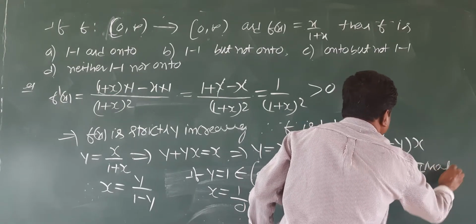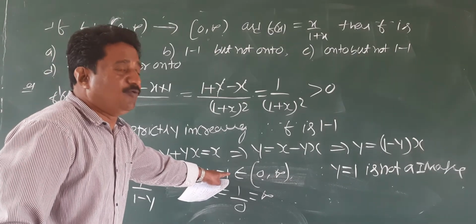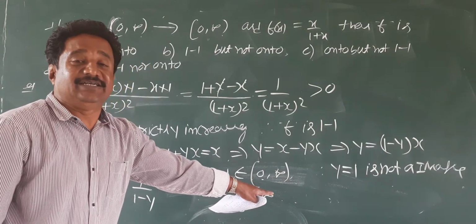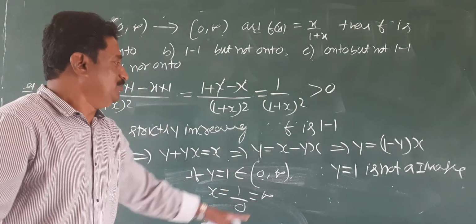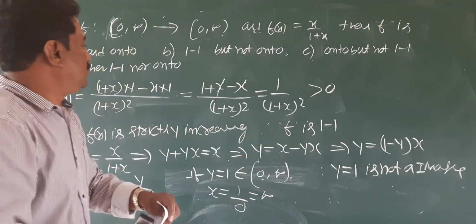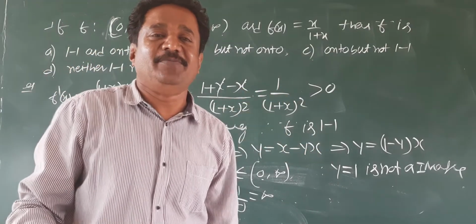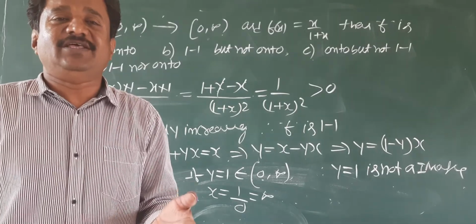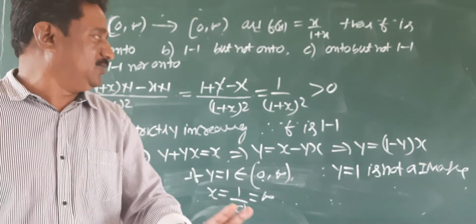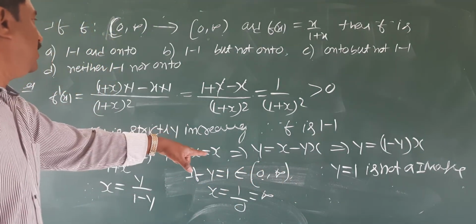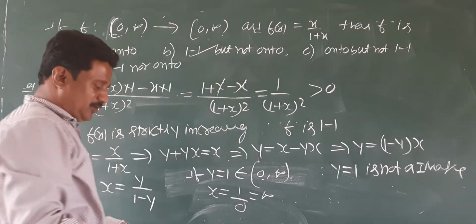We cannot relate 1 with infinity. Is it possible to connect 1 and infinity? No. It means 1 is not an image. So a second set element is not related, which means not onto. When we say the function is onto, all the elements of the second set are related; otherwise it is not onto. I hope you understood. One-one but not onto. So which answer is correct? One-one but not onto.